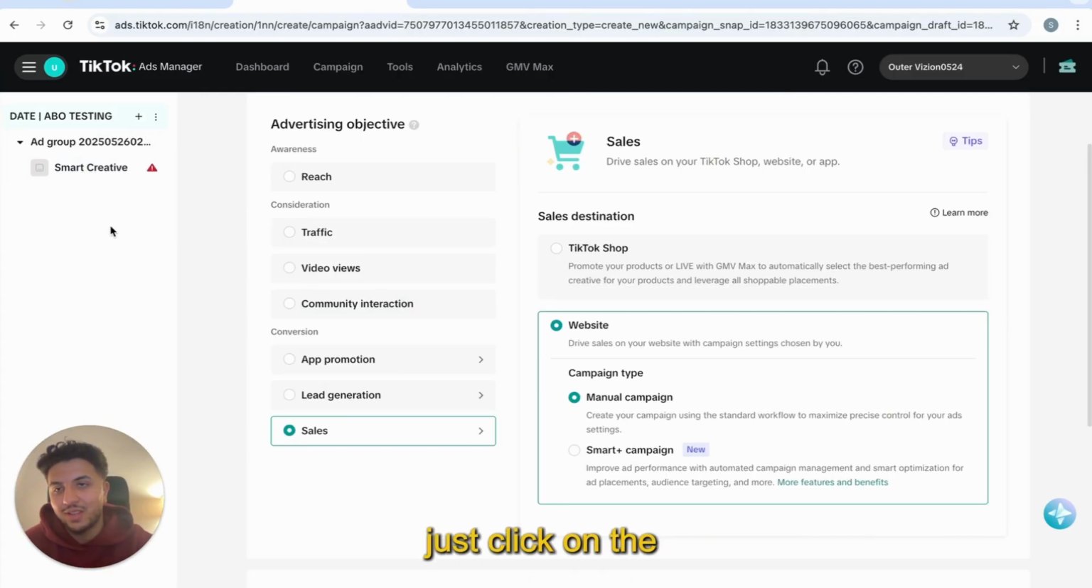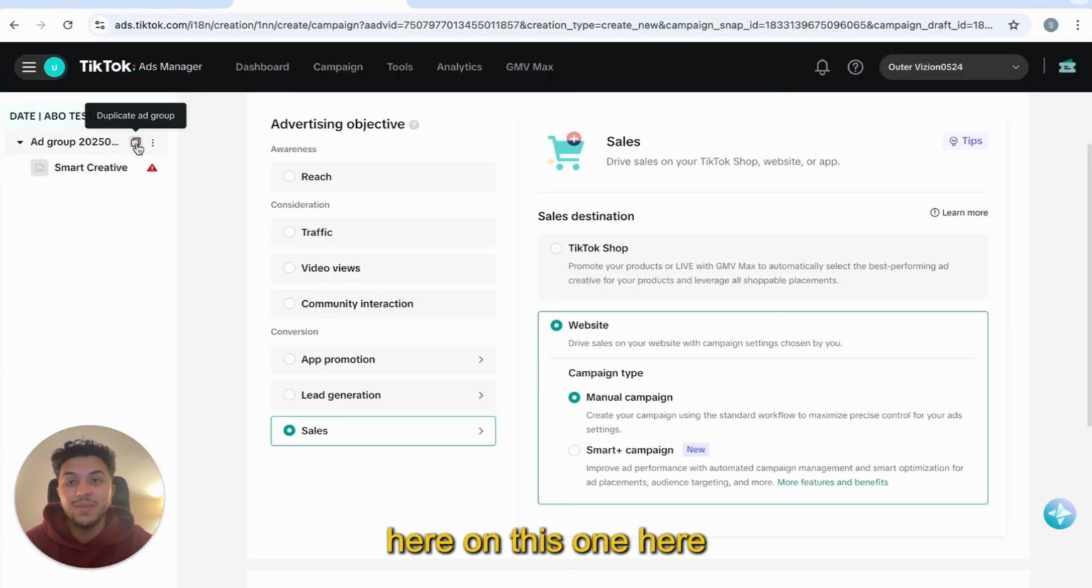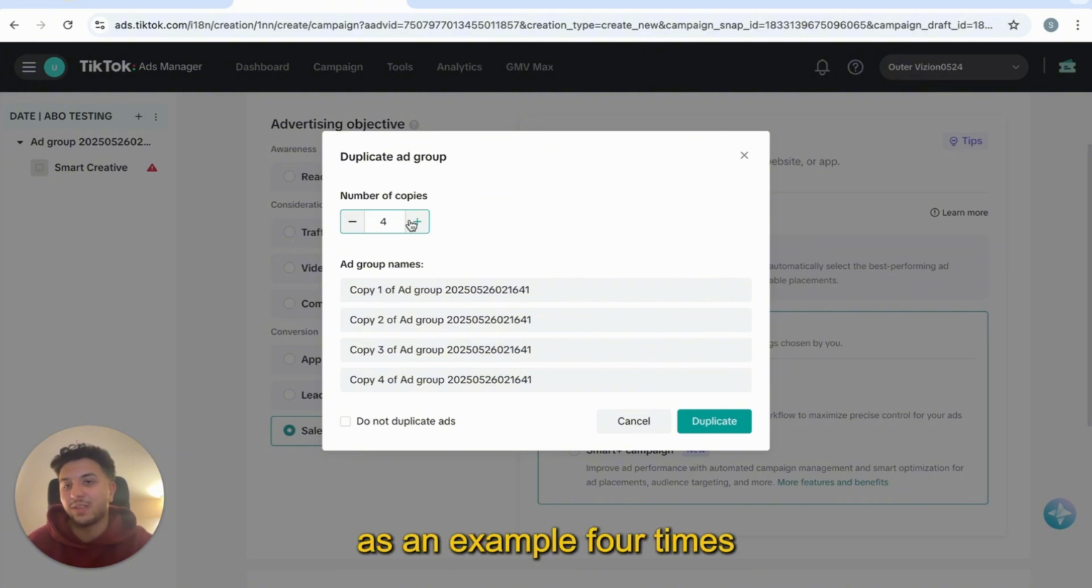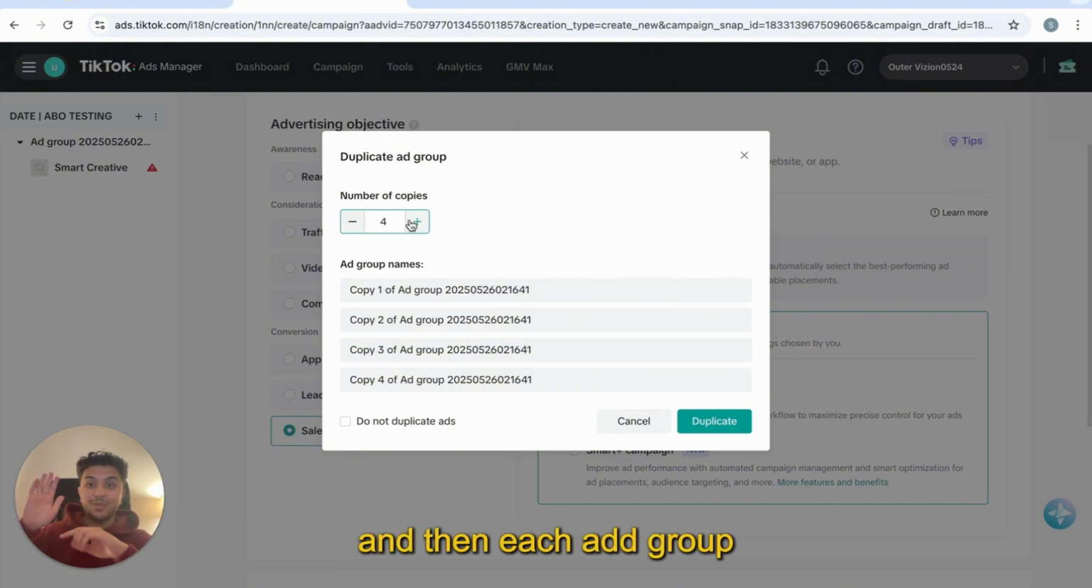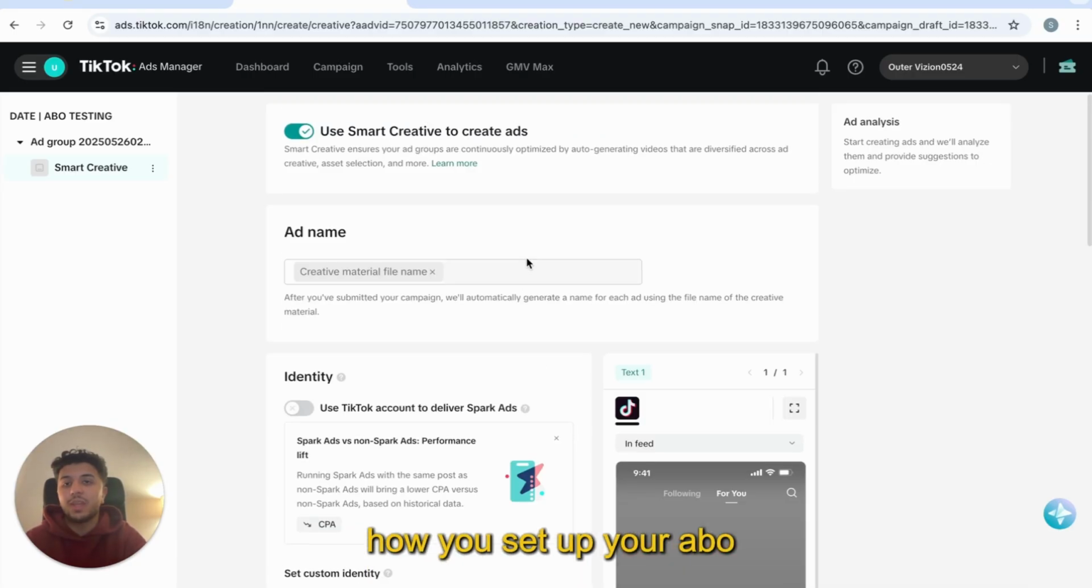With the ad groups, just click on this one here. And by duplicating, you just duplicate it, for example, 4 times. Now you have 5 ad groups, and in each ad group you put each creative. And yeah, this is how you set up your ABO.